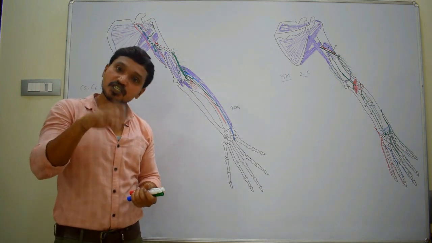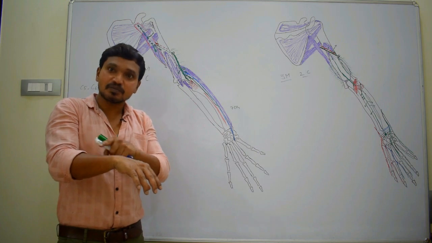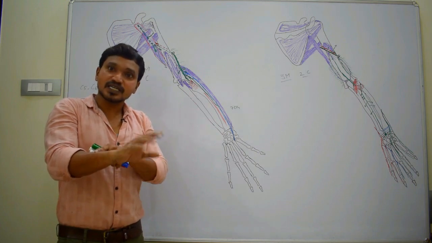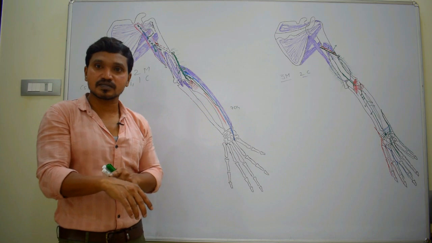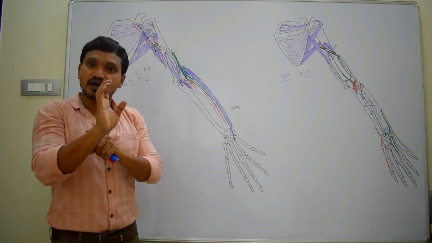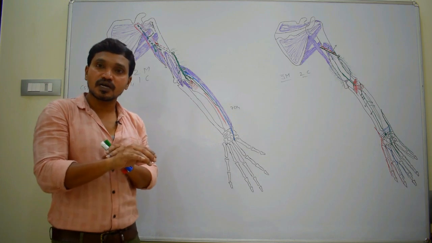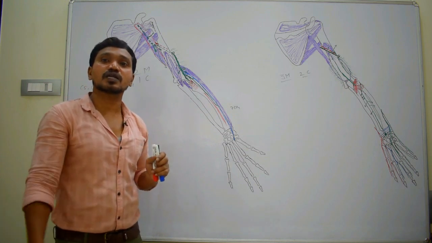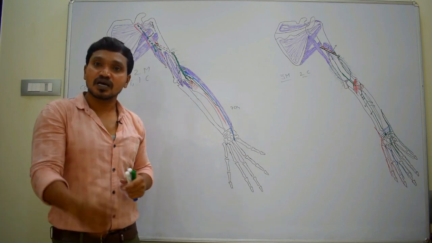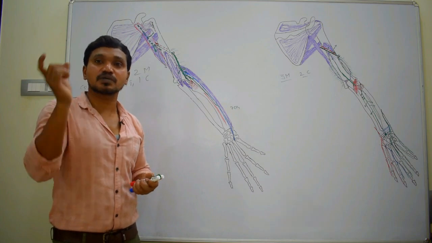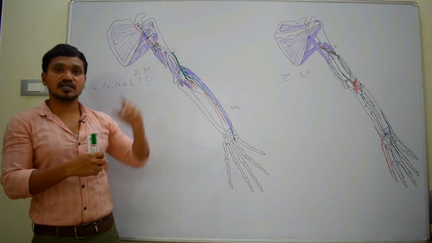Then there will be wrist drop. Why? The extensor compartment muscles of the forearm extend the wrist. Those muscles are paralyzed, so the wrist will be in the flexed position. That is what we call wrist drop. Wrist drop will be there, but the extension of the elbow will not be affected much because the long head and medial head have already been innervated in the axilla itself.